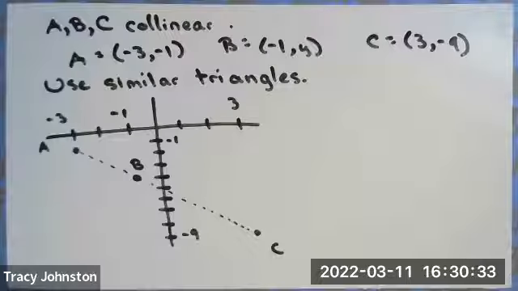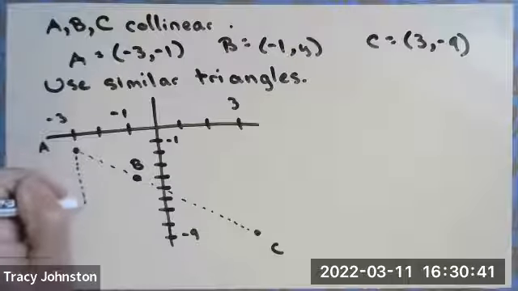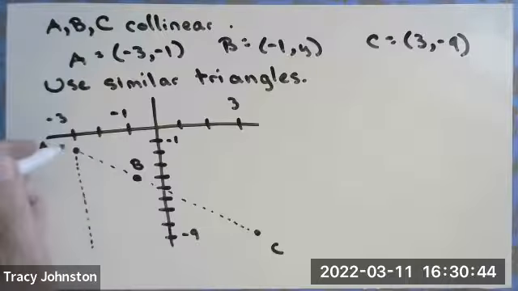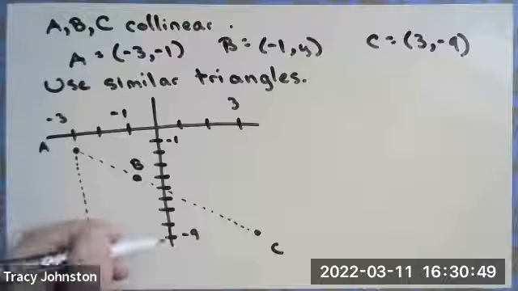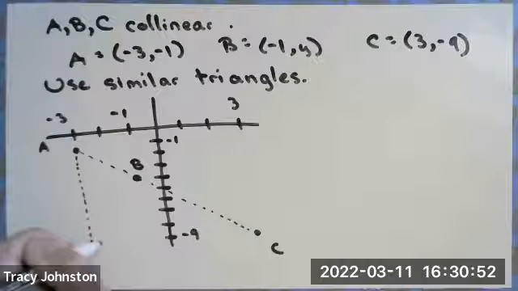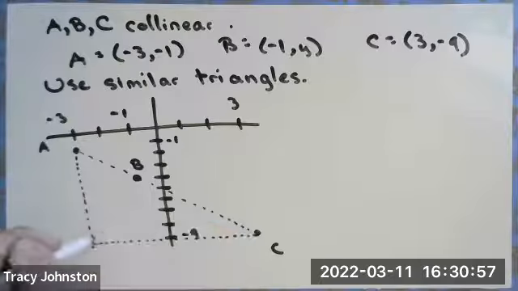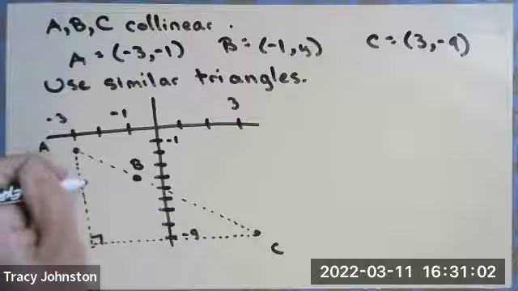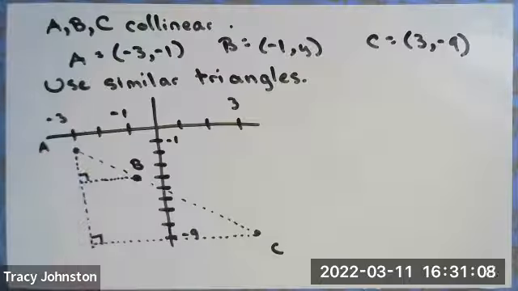Now we're told to use similar triangles to determine the answer. So where are those triangles? Well, the triangles are this. We can draw this vertical line from where A's y coordinate is at -1 down to C's y coordinate at -9, and there's a right triangle there. But we can also draw across and make another right triangle at B's y coordinate, which is the one that we need to find.